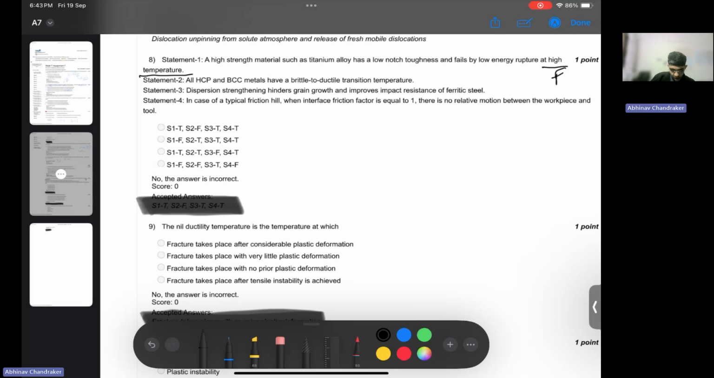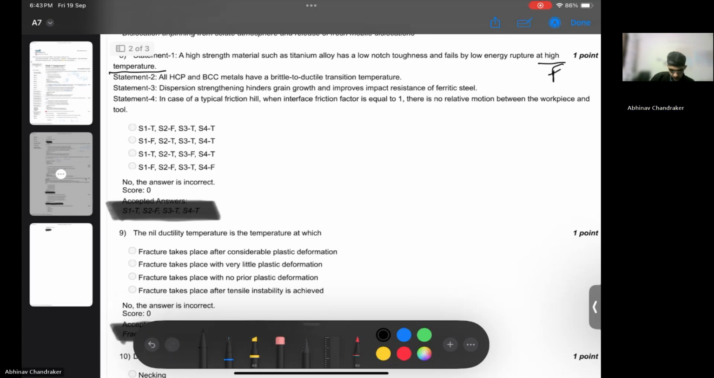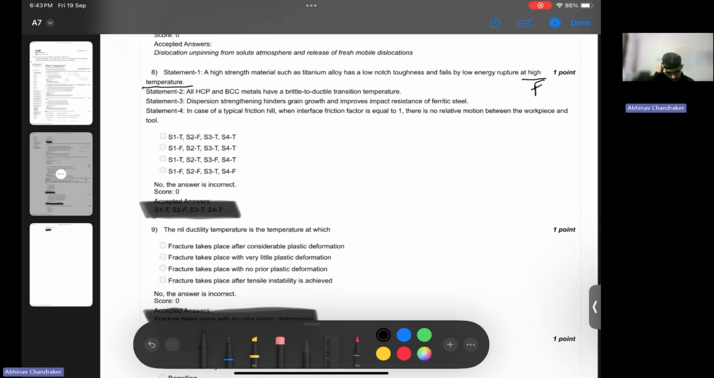I think most should have a brittle to ductile transition temperature, but certain materials are brittle even at high temperature, for example HCP, because they do not possess enough slip systems to accommodate strains at the grain boundary. So basically, you need at least five independent slip systems for being able to accommodate strains such that you have grain boundary compatibility being maintained.